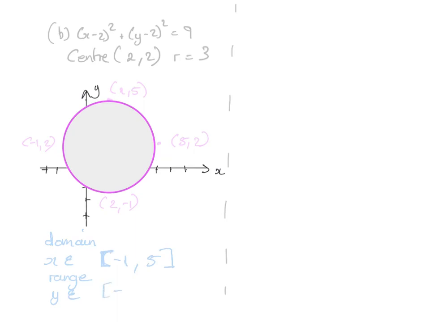Again, I am including it, and it goes right up to 5. So my domain and range are the same, but that's not always going to be the case. Looking at part C, we have a square root function here, and you can see this minus is changing the direction of my square root function.